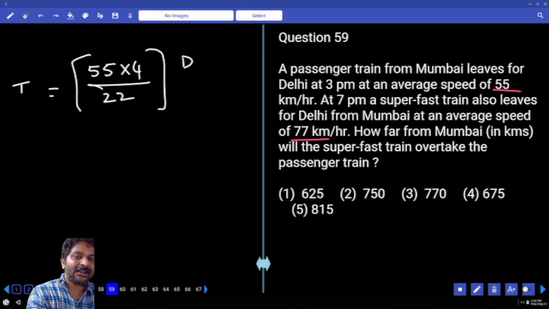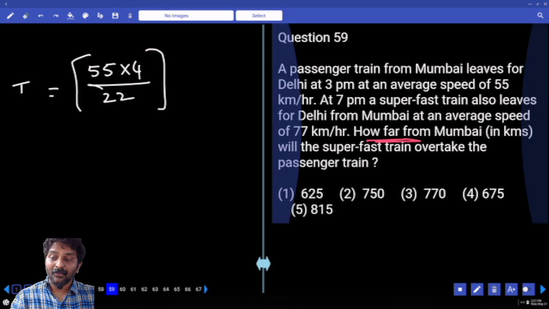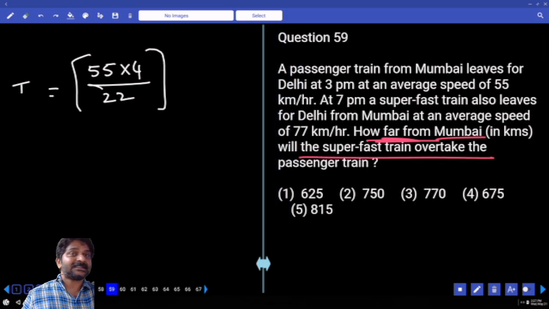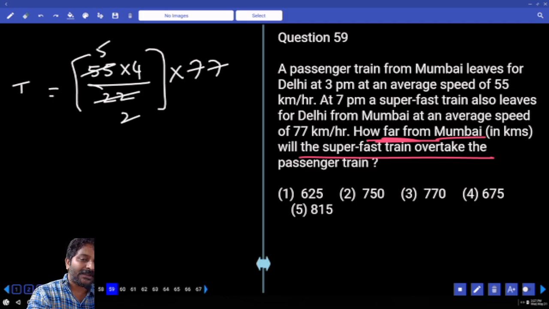So this much time it will take. Numerator distance, denominator speed, distance by speed in the sense time. So it takes 55 into 4 by 22. But the question is not about time. Question is about how far. That means distance from Mumbai. So the super fast train is going to take this much time to catch the first train, right? Distance in the sense multiplied by its own speed. 2 times, 5 times, 2 times, 770.